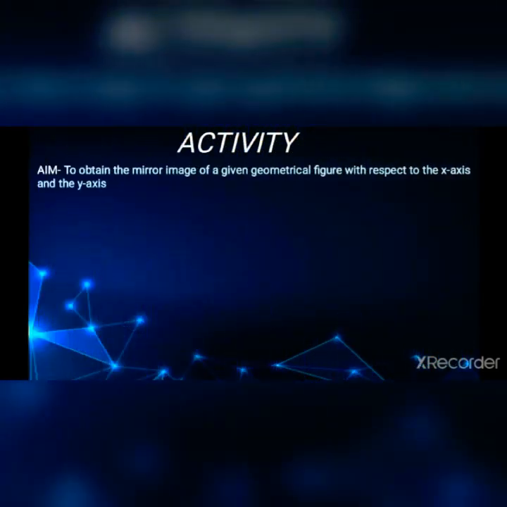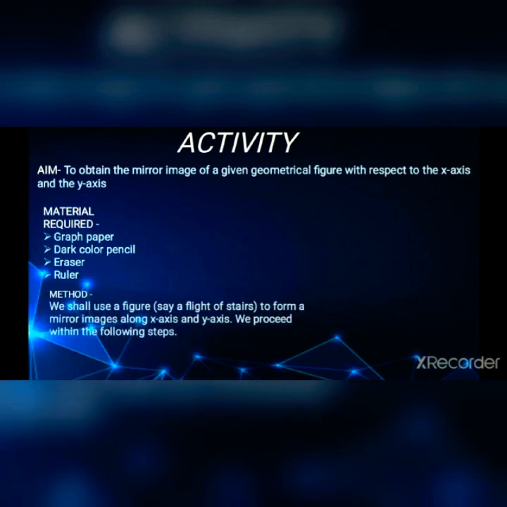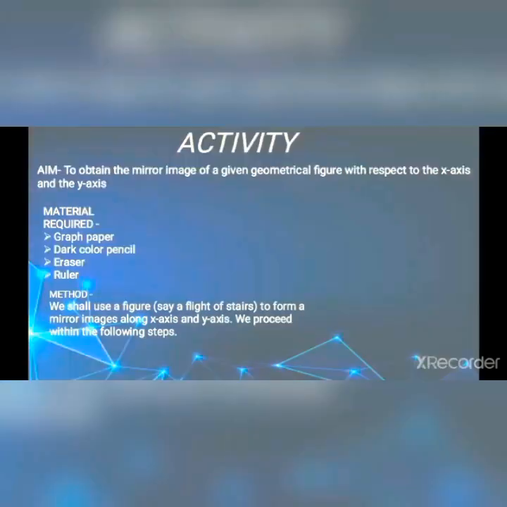So the aim of our activity is to obtain the mirror image of a given geometrical figure with respect to the x-axis and y-axis. The materials required will be graph paper, dark color pencil, eraser and ruler. And the method is, we shall use a figure, say a flight of stairs, to form a mirror image along the x-axis and y-axis. So we proceed with the following steps.